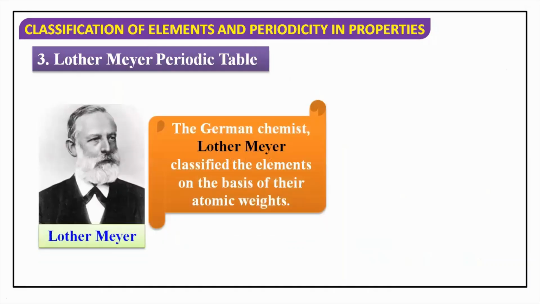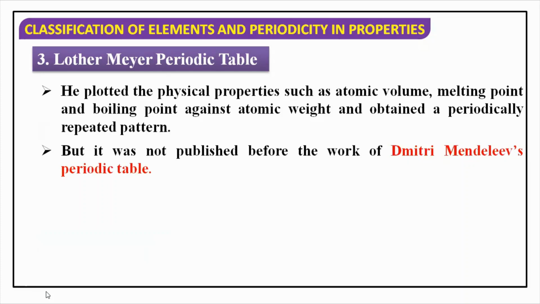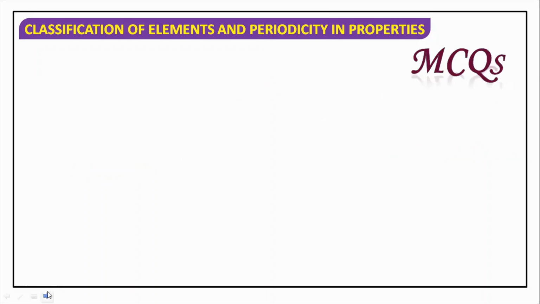Then we have Lothar-Mayer's periodic table. So he classified the elements again on the basis of atomic weight. So what he did is he plotted the physical properties like atomic volume, melting point, boiling point against atomic weight, right? Sorry, मैंने यहाँ पे weight बोला. It is volume. उन्होंने इसका ग्राफ प्लॉट किया, but it was not published before the work of Mendeleev periodic table. तो जब मेंडलीव का टेबल आया तो इनके वर्क को पब्लिश ही नहीं किया गया.